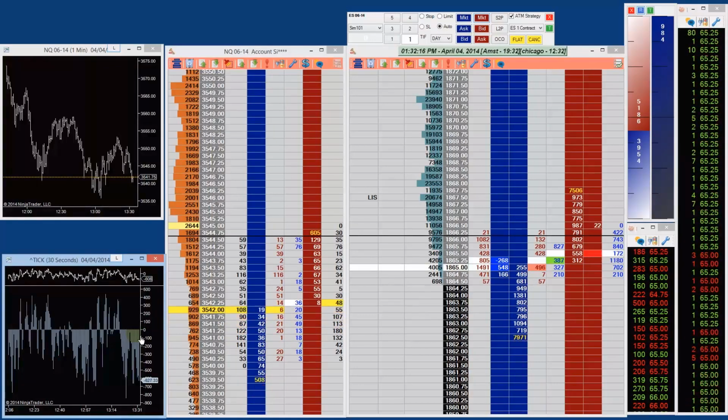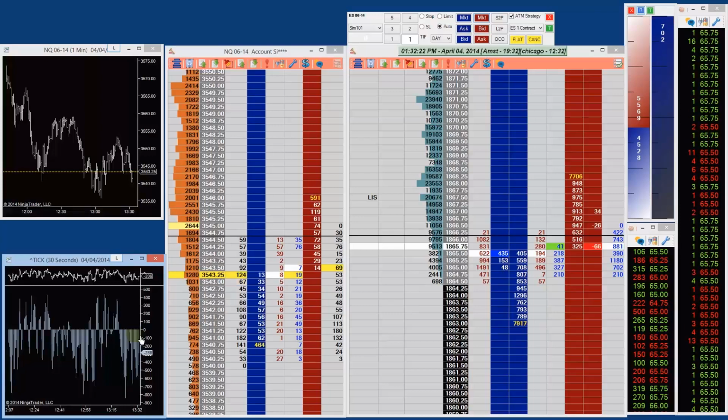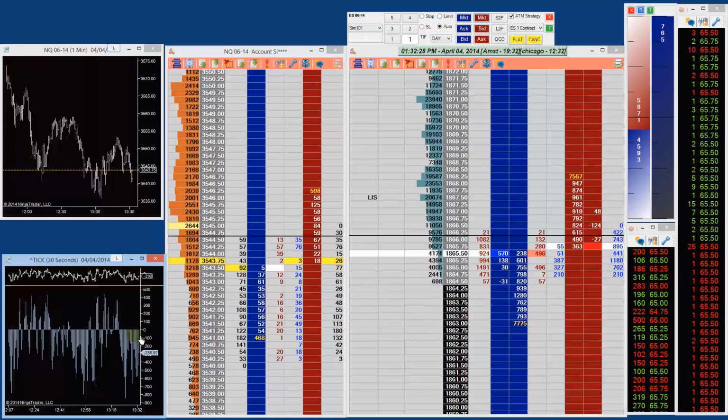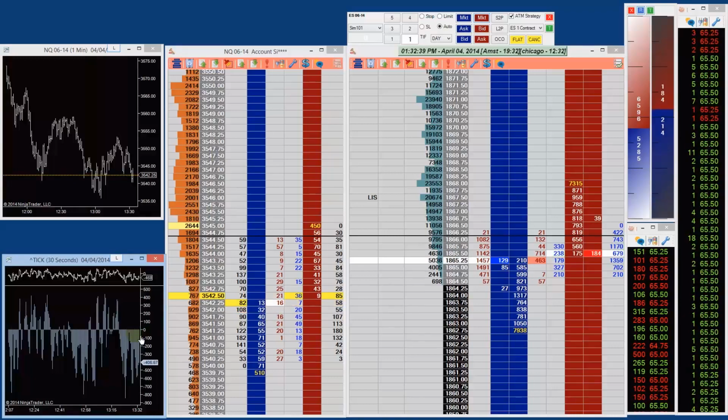So I use the NYSE tick, and the tick, if you don't know, is just a chart of how many stocks in the NYSE are ticking up versus ticking down. So if the last move in the stock was a tick upwards, then it's a tick up. If the last move was a tick down, it's a tick down. The NYSE has around 3,000 stocks.